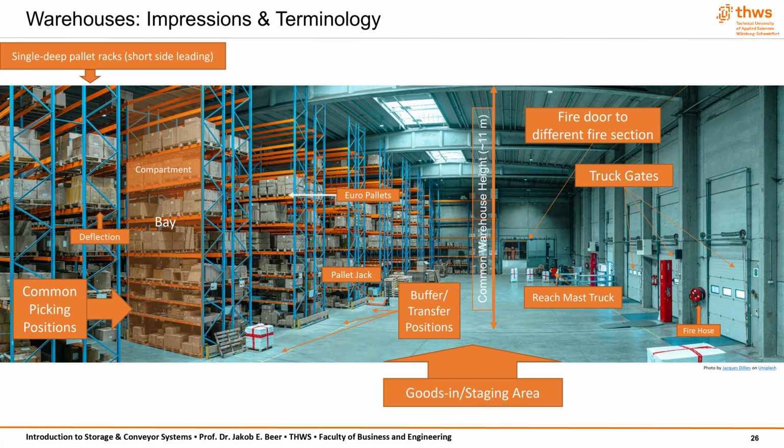Fire doors are specially designed and certified doors that separate fire compartments. Their primary purpose is to contain a fire within one section of the warehouse, preventing it from spreading rapidly to adjacent areas. These doors are typically constructed from fire-resistant materials, such as steel, and they are tested and classified according to how long they can withstand fire, commonly 30, 60, or 90 minutes.